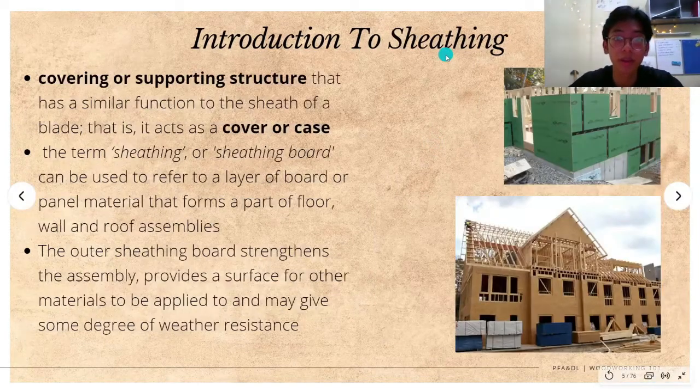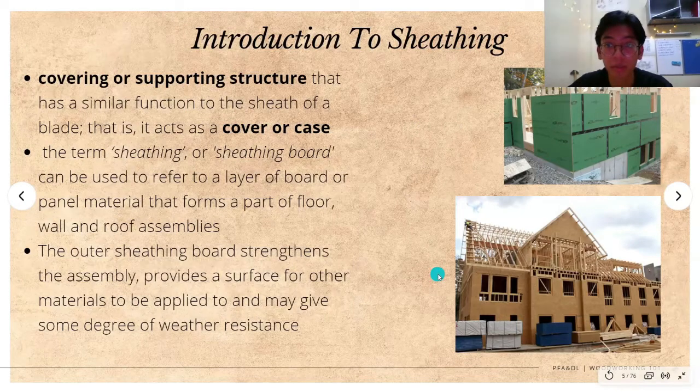Next is a little bit of introduction to sheathing. Sheathing is a covering or supporting structure that has a similar function to the sheath of a blade. That is, it acts as a cover or case. The term sheathing or sheathing board can be used to refer to a layer of board or panel material that forms a part of floor, wall, and roof assemblies. The outer sheathing board strengthens the assembly, provides a surface for other materials to be applied to, and may give some degree of weather resistance. As you can see here, these two pictures are examples of sheathing boards being applied to a framing structure.